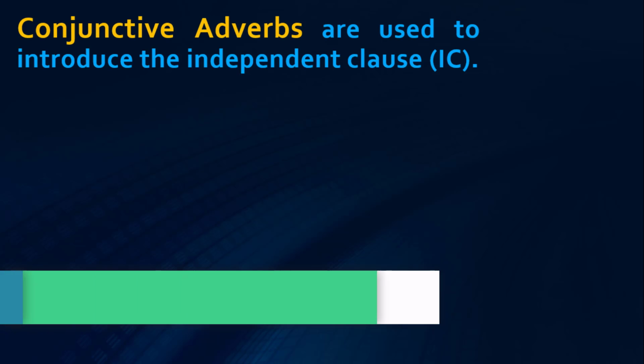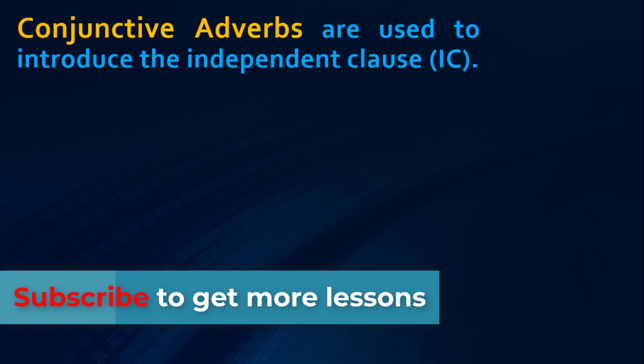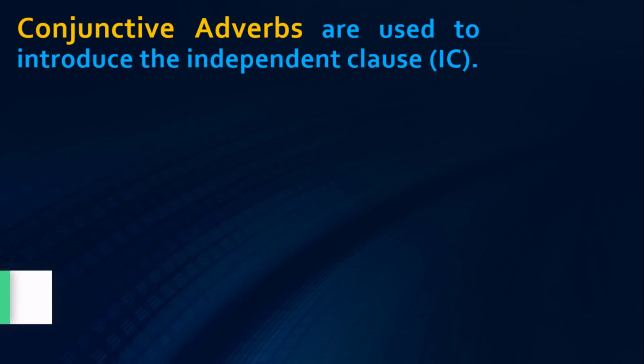So here is the definition. Conjunctive adverbs are used to introduce the independent clause. What is an independent clause? Independent clause is a clause that can stand alone by itself and can make sense by itself. But in the writing class, we also have 4 kinds of sentences, like a simple sentence, compound sentence, complex sentence, and compound complex sentence. And for the conjunctive adverb, we normally use the conjunctive adverb to introduce the clause.